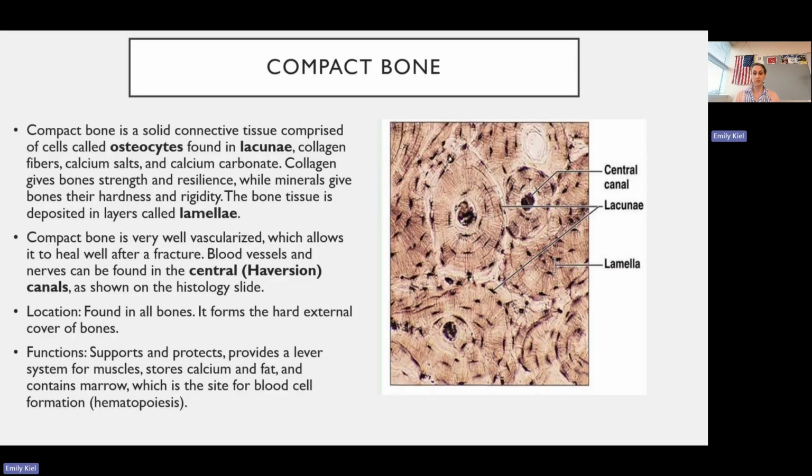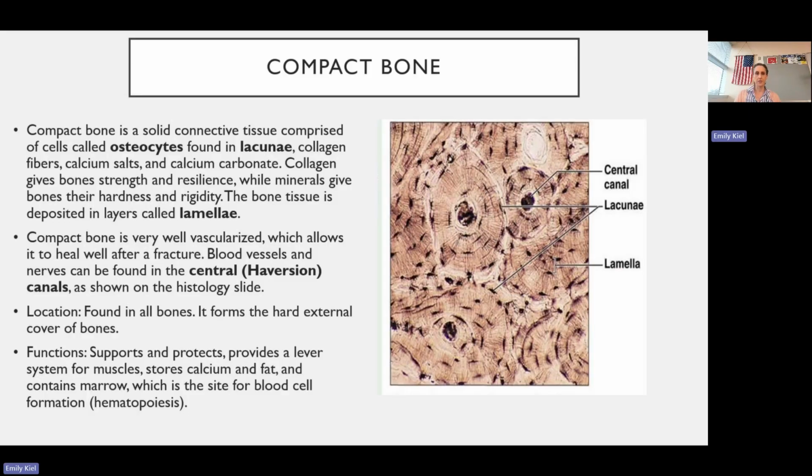It is well vascularized, so that's a difference from cartilage, and so it heals well after a fracture. It's found in all bones. It's that hard external surface. This is probably what you think of when you think of bone. Function-wise, it's going to support and protect. It's going to provide a lever system for the muscles. It stores calcium and fat. It also contains bone marrow, which is the site for blood cell formation, also known as hematopoiesis.